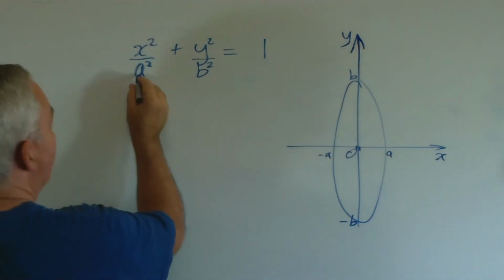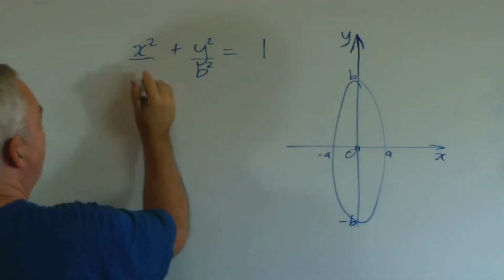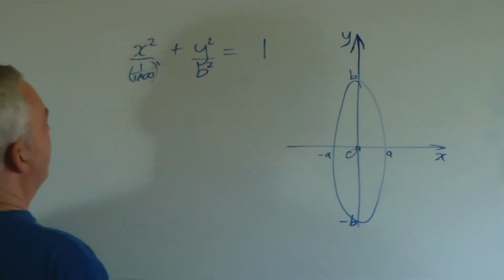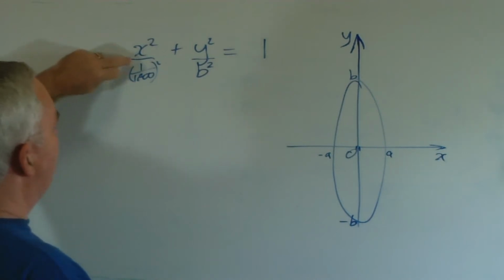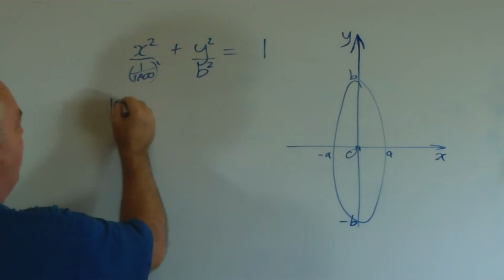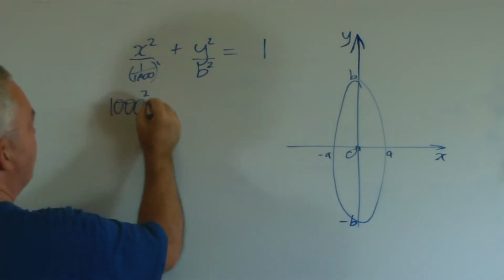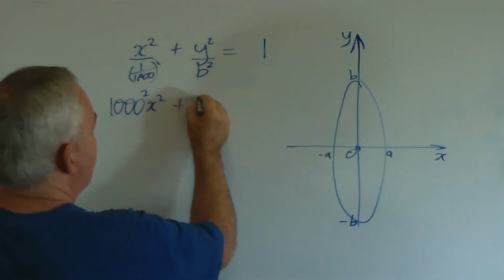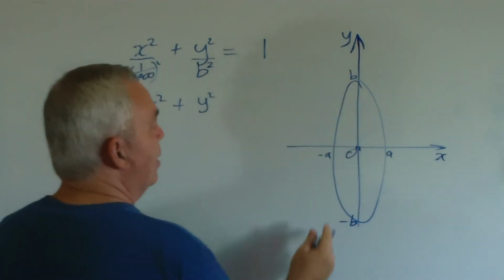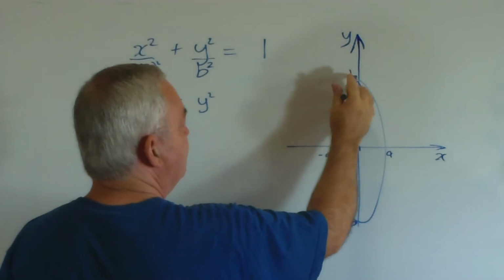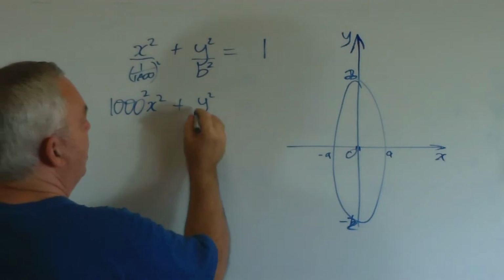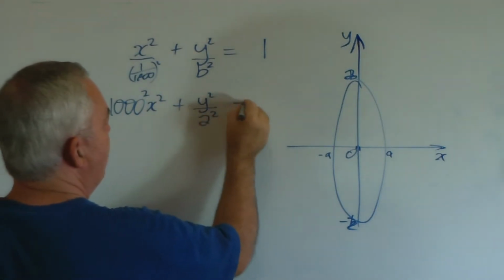So if a is a very tiny number, like 1,000th, for example, then you can see that when I'm dividing by a fraction, this denominator appears up the top. So I would have something like 1,000 squared x squared plus y squared over, I haven't decided what I want to do with b yet. Let's make it go from 2 to minus 2. Then this would be 2 squared equals 1.